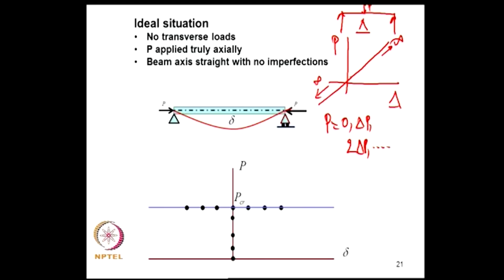Now, there is always a single branch here, for a given P there is only one delta. So, a unique single branch for a load deflection diagram will be seen for this type of system, whereas here, for P equal to P critical, there is no unique response, the uniqueness is lost. Okay. So, what does all this mean?